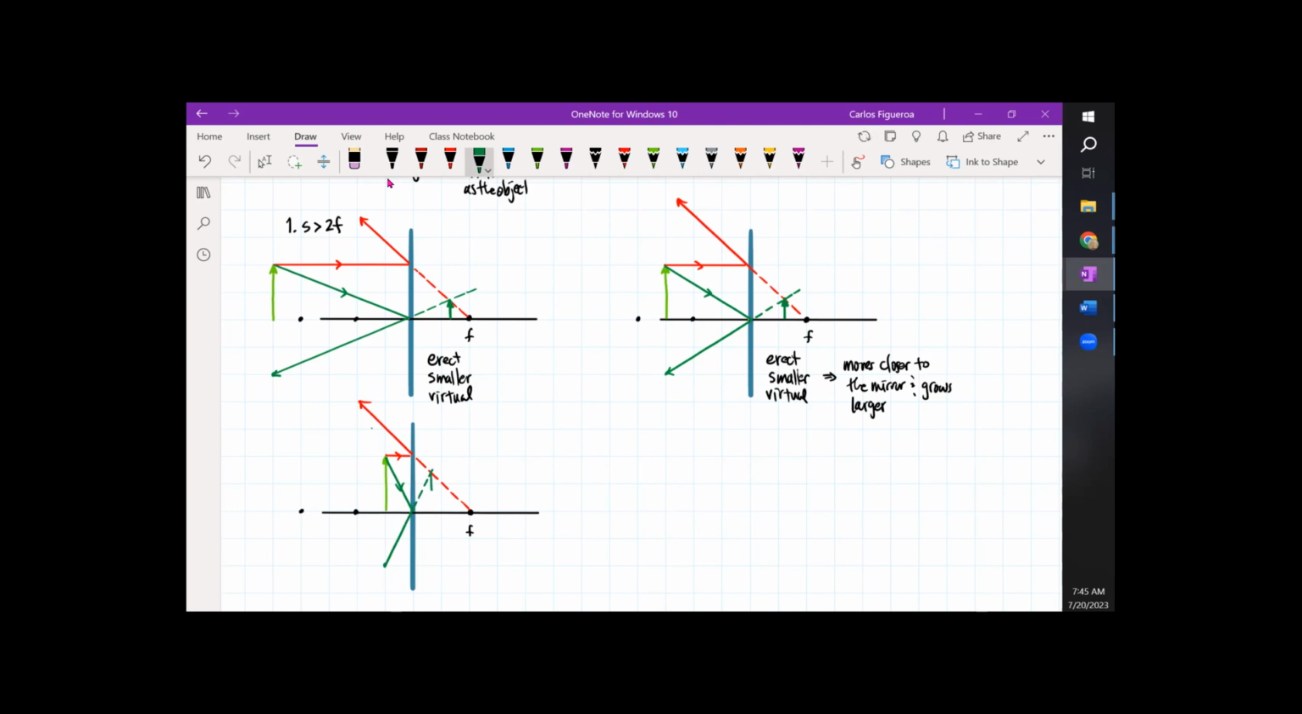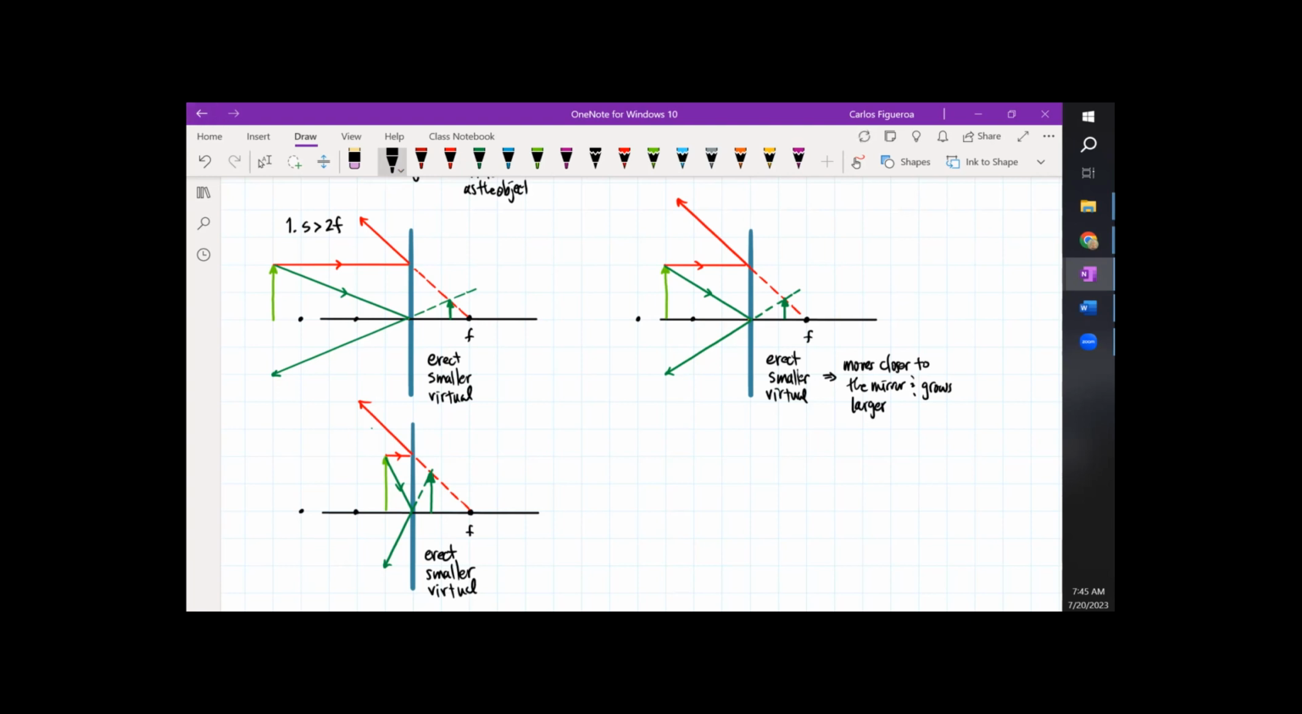You could see that the image has clearly moved closer and it is clearly larger. So again, it continues the same trend. It's still erect, it's smaller, and it's virtual. But you could see that it's definitely getting closer and larger.